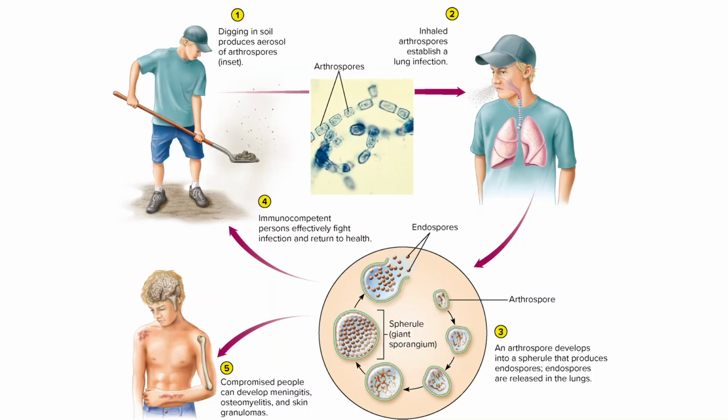What I want y'all to know is how it's passed, right? And so once again, we have that disruption of the soil. We're agitating it, and we're creating this aerosol, right? It's getting into the air. It's getting kicked up from the soil, and we get these little arthrospores, which is just what we call their little spores from their fungi. And we inhale those arthrospores. And once that happens, it will establish a lung infection, okay?